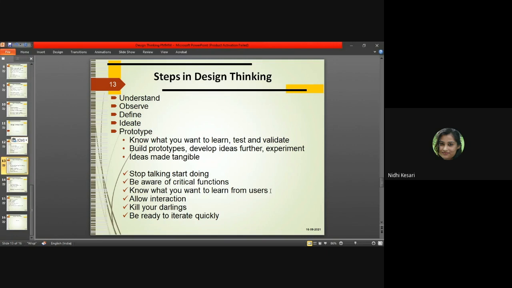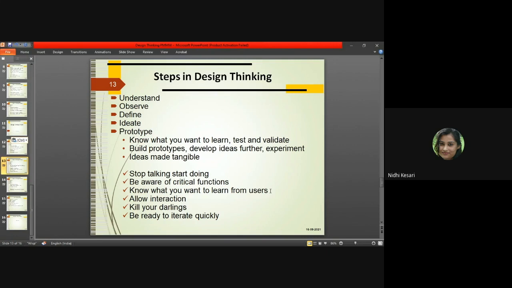Be aware of critical functions, know what you want to learn from the users, allow interaction, kill your darlings. Now this one point is very important. What happens, this is a kind of human tendency, that if I like certain things, and it goes in my mind, then no matter what, at every cost I want to keep that one feature in my product. Okay, this happens with everybody.